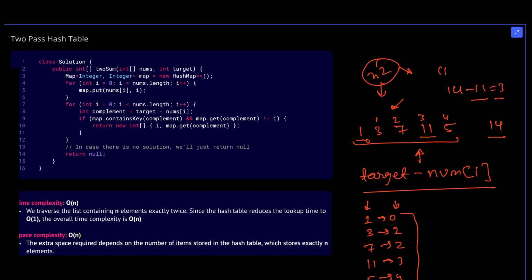But this null condition will not come because inputs are organized in this fashion. If you see, we are not doing nested for loops anymore. That's where we reduce the complexity using a hash map. We traverse the list containing n elements exactly twice.